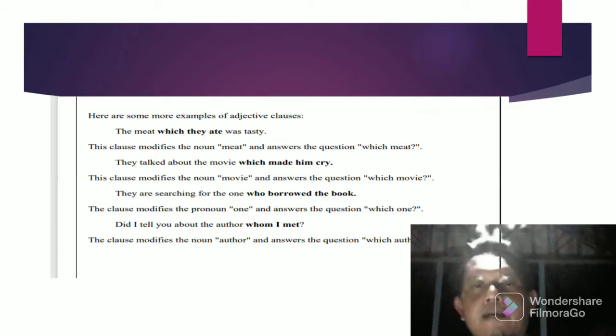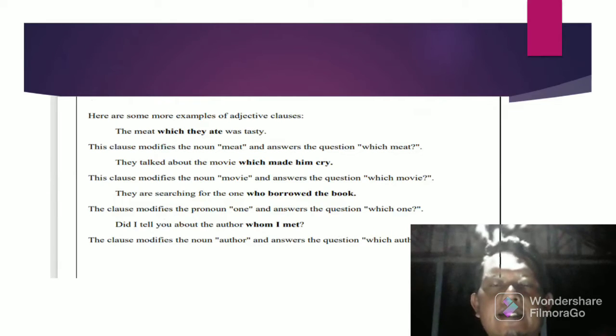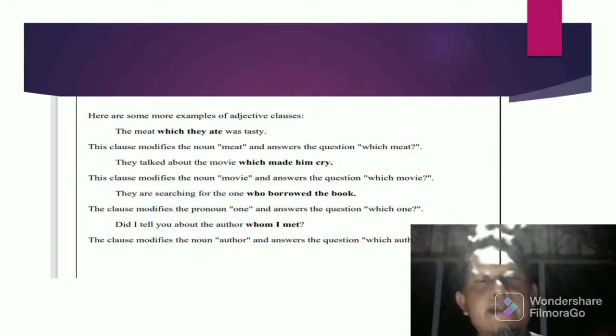Then look at more examples about adjective clauses. The meat which they ate was thirsty. This clause modifies the noun meat and answers the question which meat. They talk about the movie which made him cry. This clause modifies the noun movie and answers the question which movie. Then they are searching for the one who borrowed the book. The clause modifies the noun with the question which one.